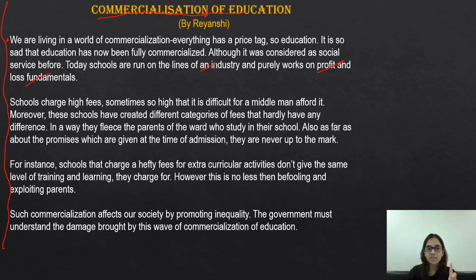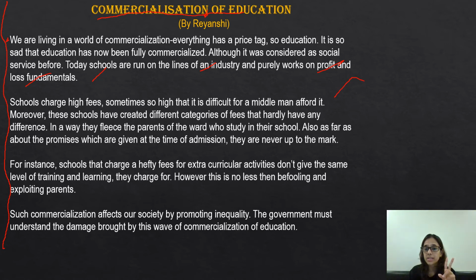Now I have explained in the first paragraph the meaning of commercialization of education. It is nothing but the profit and loss fundamentals on which schools are working these days instead of social service. Next, I will tell the causes. Schools charge high fees, sometimes so high that it is difficult for the middle class to afford it. Moreover, the schools have created different categories of fees that hardly have any difference. In a way, they fleece the parents of the children who study in their school. Also, the promises given at the time of admission are never up to the mark.